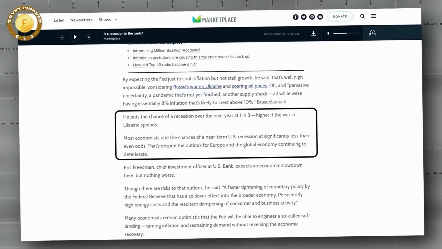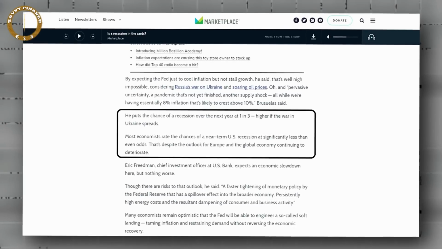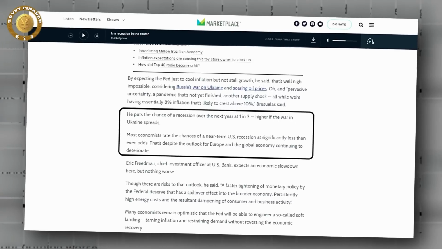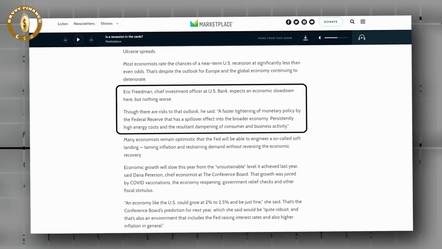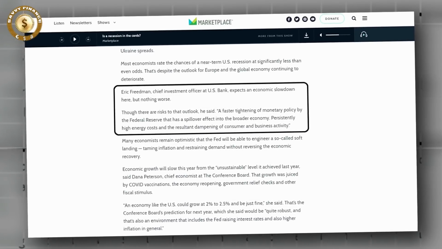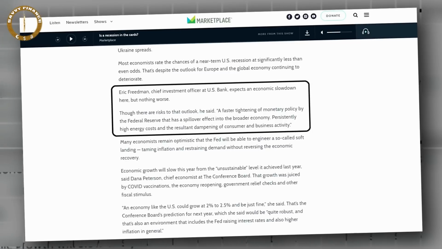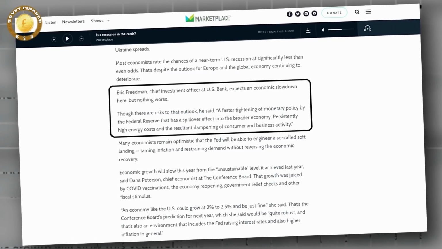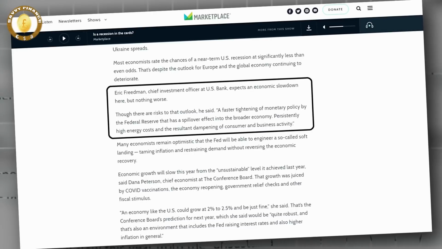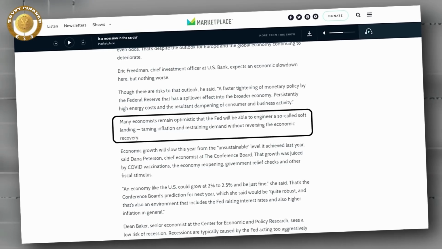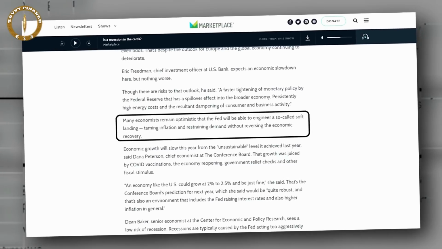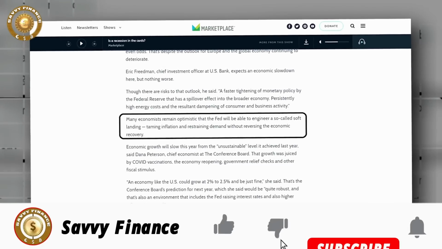Most economists rate the chances of a near-term U.S. recession at significantly less than even odds. That's despite the outlook for Europe and the global economy continuing to deteriorate. Eric Friedman, chief investment officer at U.S. Bank, expects an economic slowdown here, but nothing worse, though there are risks to that outlook, he said: a faster tightening of monetary policy by the Federal Reserve that has a spillover effect into the broader economy, persistently high energy costs, and a resultant dampening of consumer and business activity. Many economists remain optimistic that the Fed will be able to engineer a so-called soft landing, taming inflation and restraining demand without reversing the economic recovery.